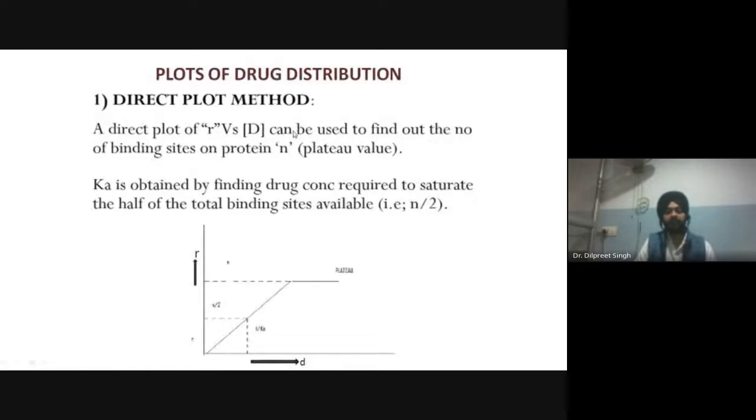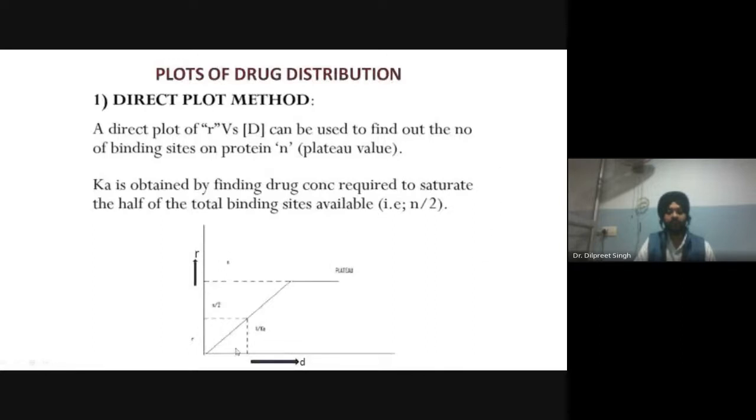Firstly, we discuss the direct plot. A direct plot of the moles of drug bound per mole of protein versus the drug concentration can be used to find the number of binding sites available on a protein in the plateau phase. Ka is obtained by finding the drug concentration required to saturate half of the available binding sites, that is n by 2.